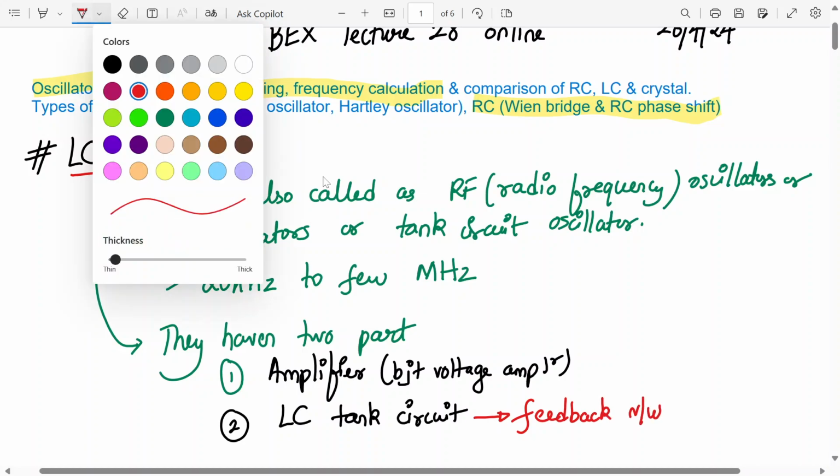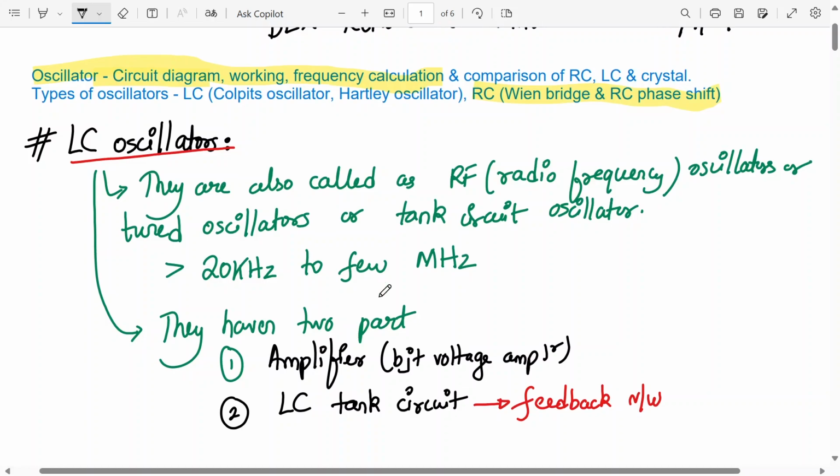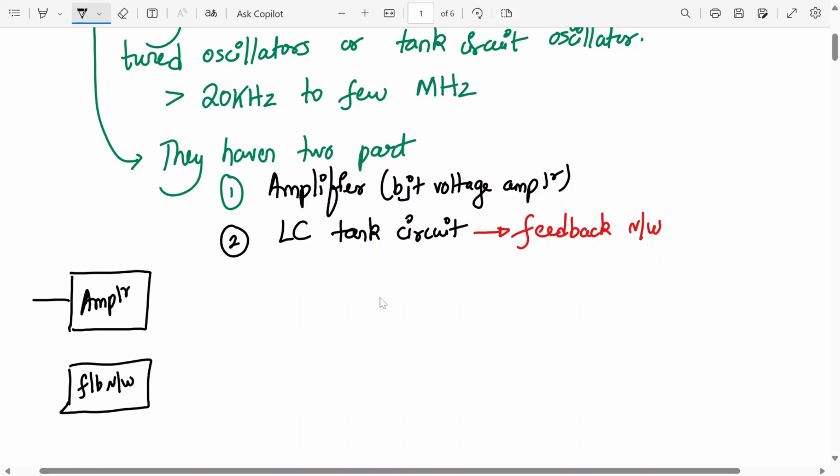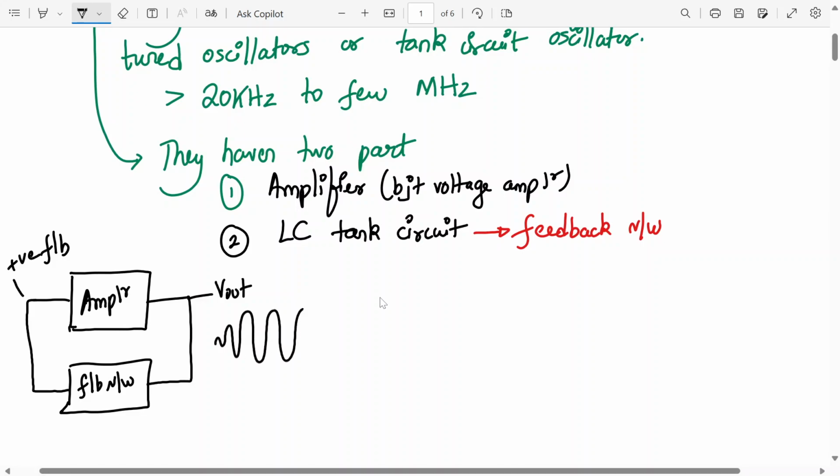You remember, when we started oscillators, we started with a block diagram approach where we require an amplifier and the feedback signal should be additive. This is my feedback network. This is the output of the amplifier given to the input of the feedback network, and the output of the feedback network is fed back to the input of the amplifier, and this is my feedback signal. It gets added. So here we have a positive feedback. So it is supposed to give you an output which is sustained oscillations like this.